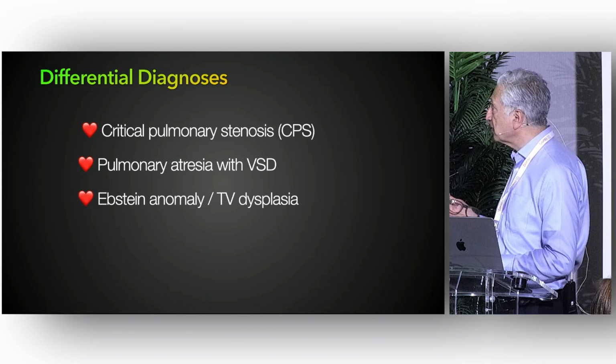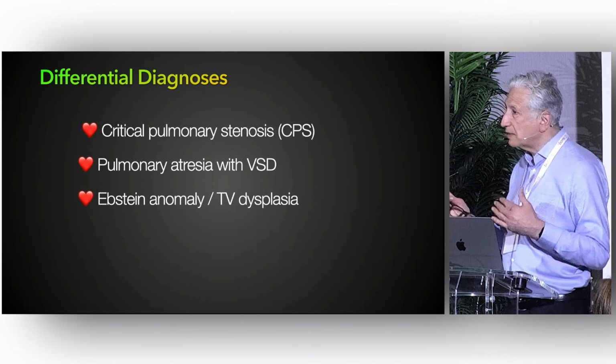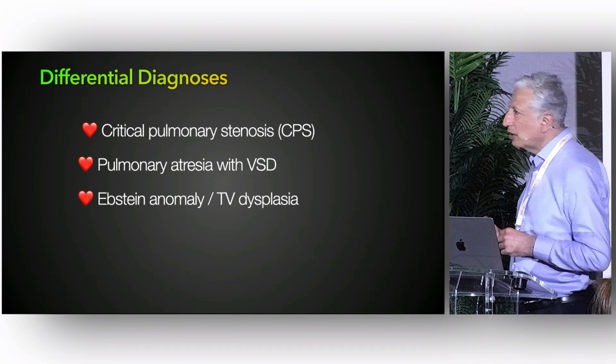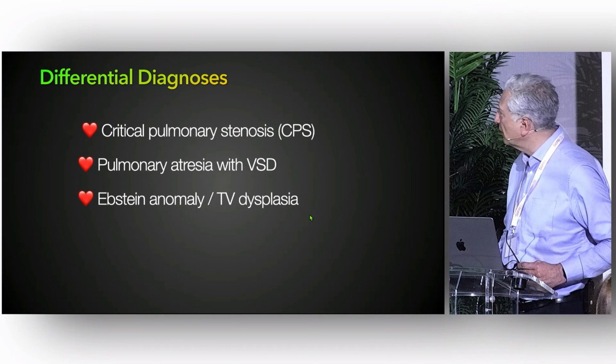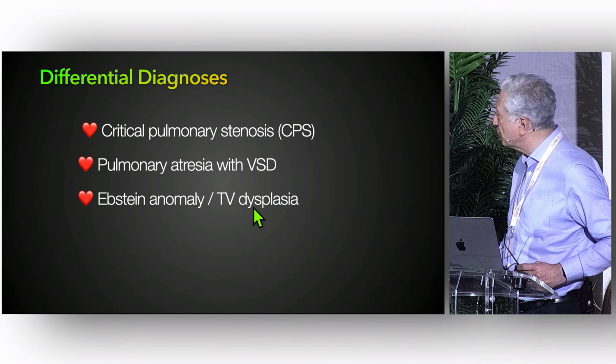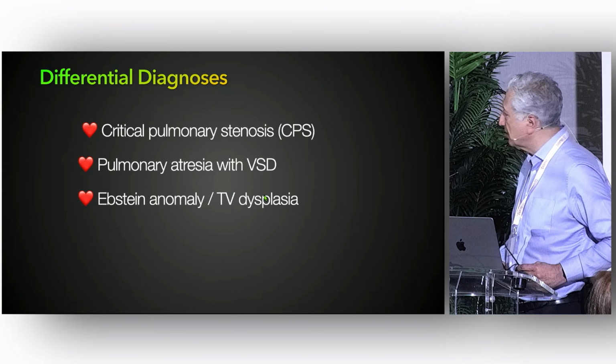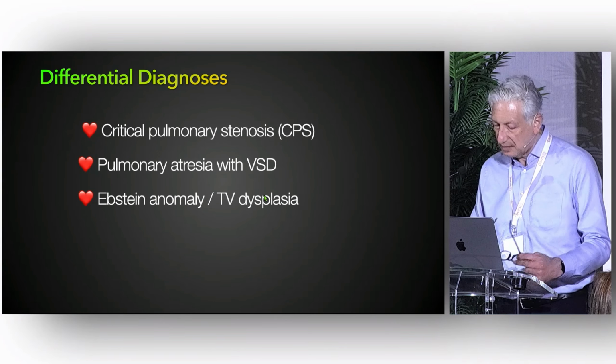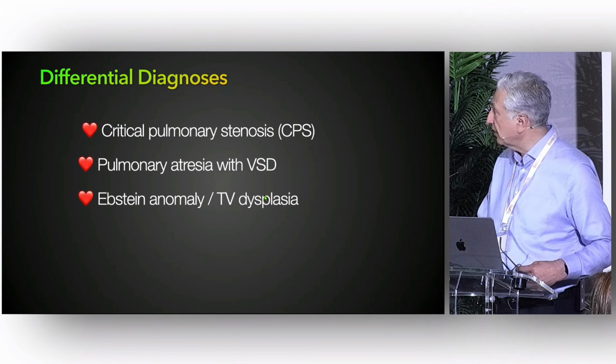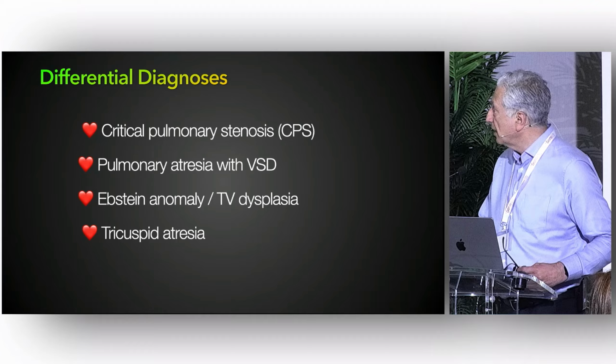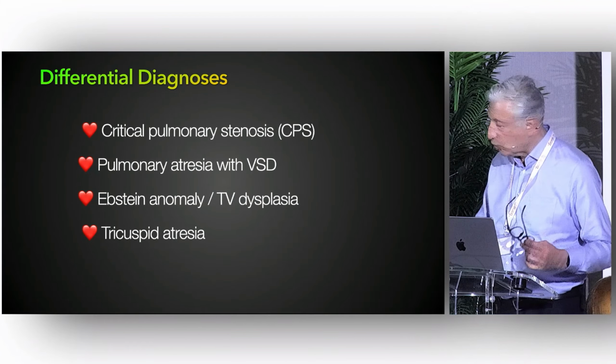Ebstein anomaly, tricuspid dysplasia. I told you about tricuspid dysplasia. Sometimes it's not easy to make the comparison, but you will be able to differentiate this. But some of the tricuspid dysplasia cases also have pulmonary atresia, and it depends at the end on what the right ventricle is doing. And last but not least, it can be tricuspid atresia, but I hope I showed you the difference in my talk.